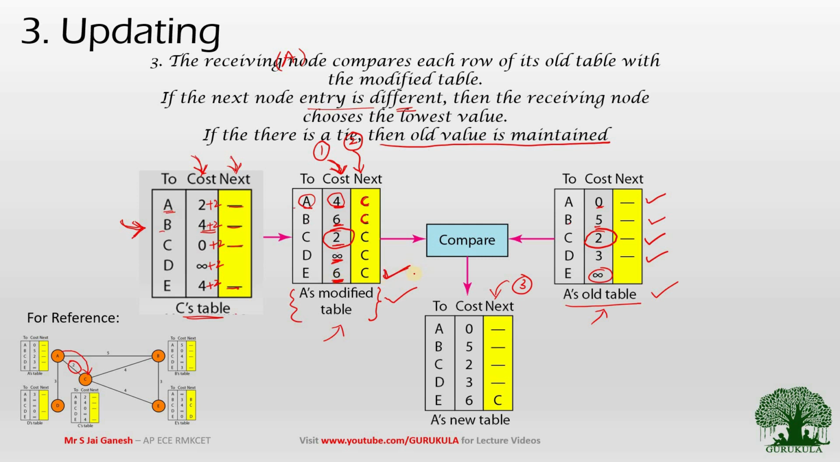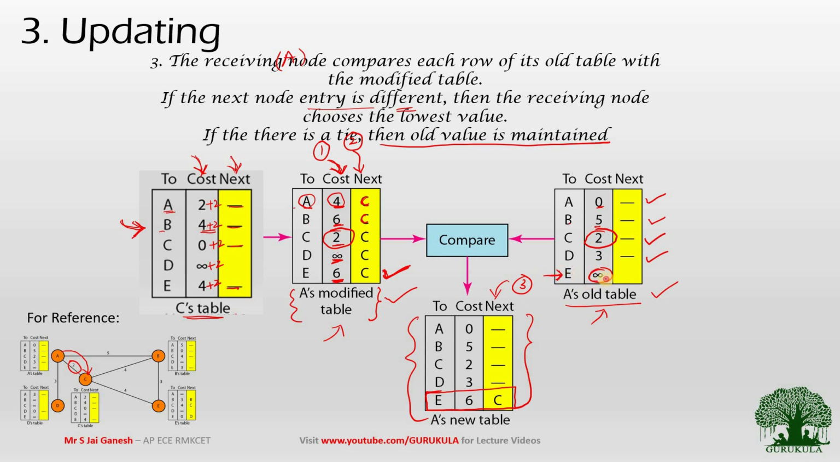So the entries that have been marked with a tick mark will be the final entries. So this will be A's new table. Now by observing A's new table, we can see that A has learned how to reach E. So earlier A did not know how to reach node E.